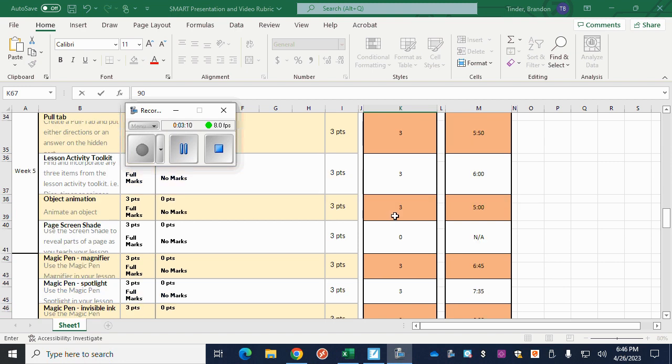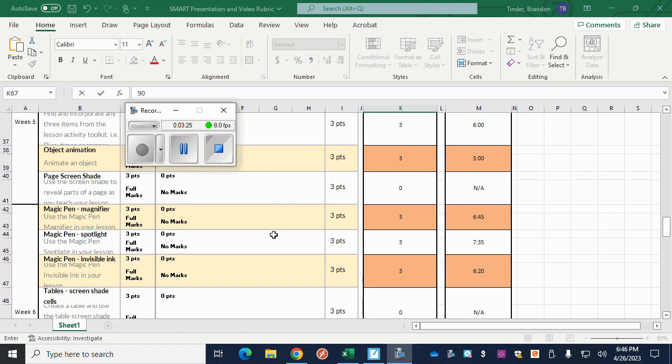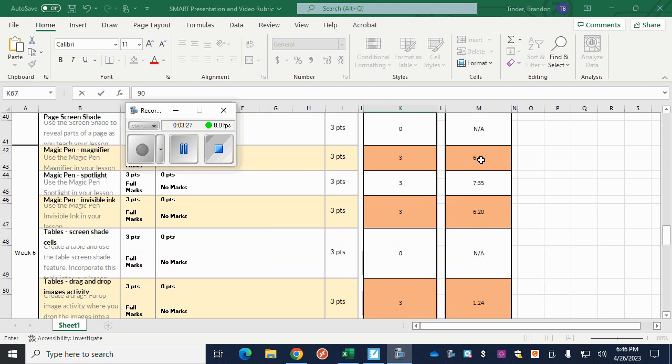The object animation was done at 5 minutes. That was done with the spinning right triangle on slide 8. The Magic Pen magnifier and the Magic Pen spotlight were both done on the last slide with the practice problems. The invisible ink was done on the chess activity. I used the Magic Pen invisible ink to draw the triangles that would disappear.